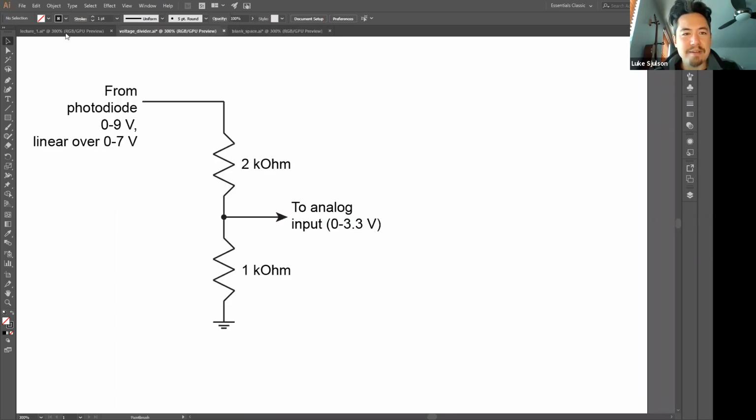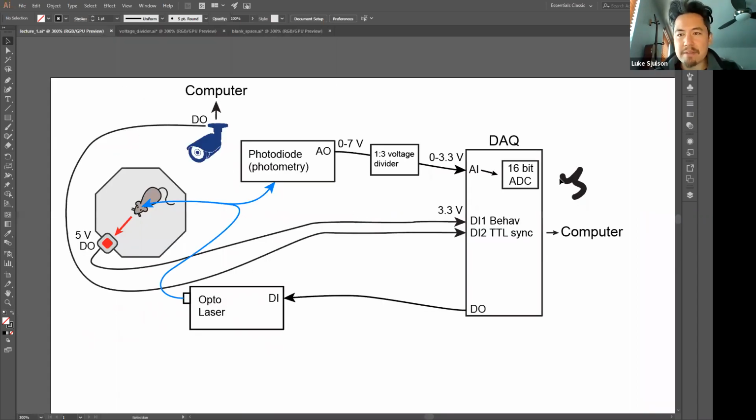All right, so let's go back to this. Okay, so where are we? So now we have analog inputs, and we talked about that. Okay. Now we're going to talk about analog outputs.